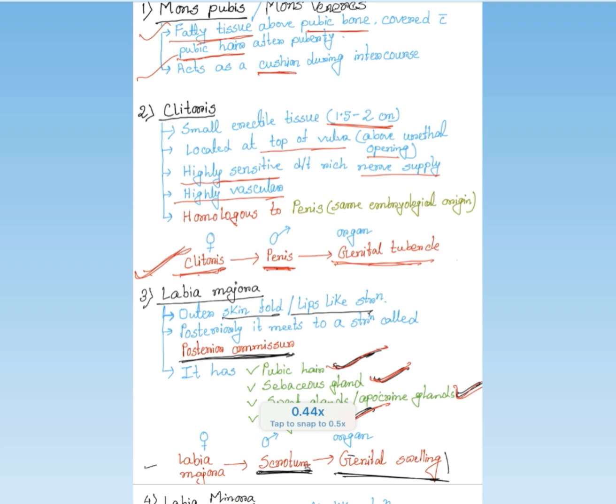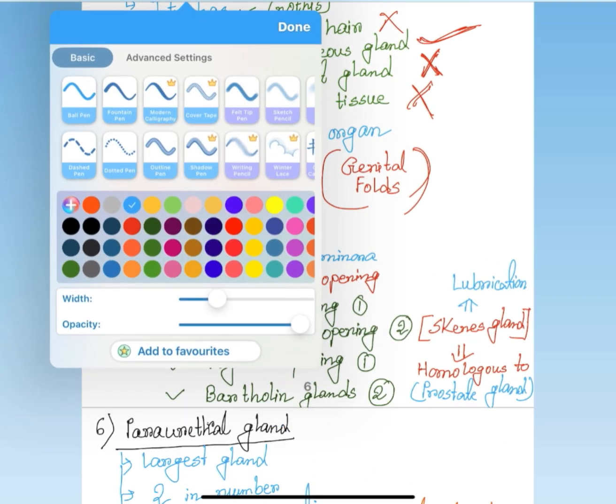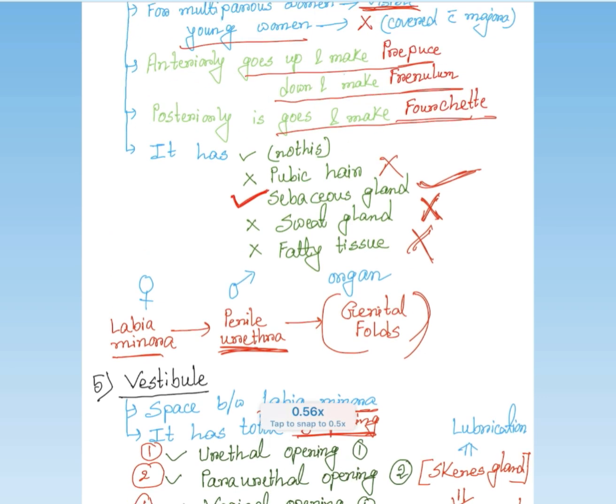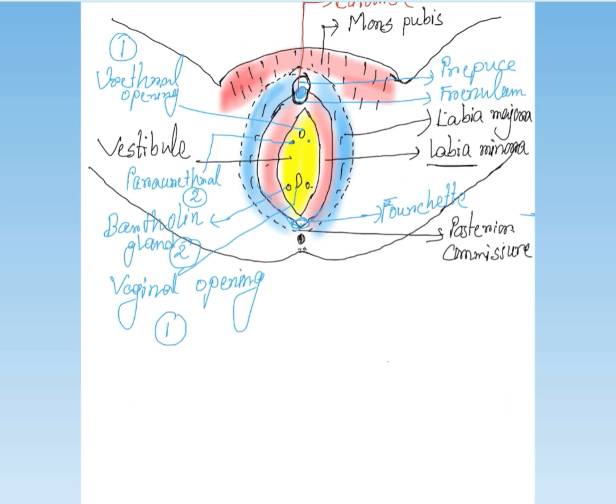So what do you need to remember regarding the vestibule? It is the space between the labia minora. A total of 6 openings are present: 1 urethral opening, 1 vaginal opening or introitus, 2 paraurethral openings, and 2 Bartholin glands. Anteriorly the vestibule is bounded by the clitoris, posteriorly by the fourchette, and on the sides by the labia minora. So that is all about the vestibule.